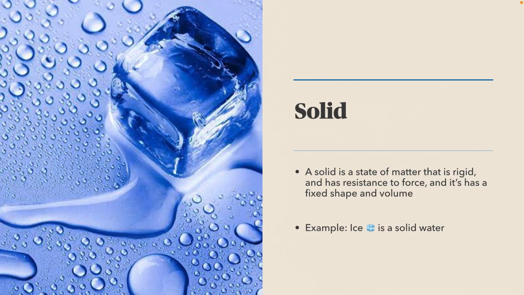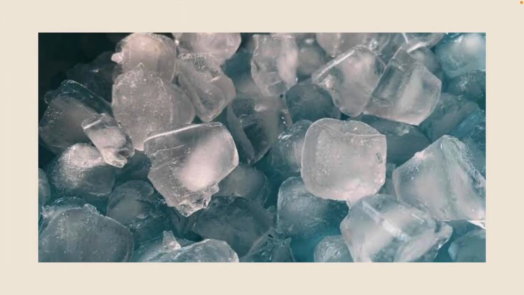Now, solid. A solid is a state of matter that is rigid and has resistance to force, and it has a fixed shape and volume. For example, ice is solid water. There are other types of solids, like bricks, stones, wood, and iron. As you can see, this is what the ice cubes look like. That is very solid icy water, because water's been frozen into ice cubes.